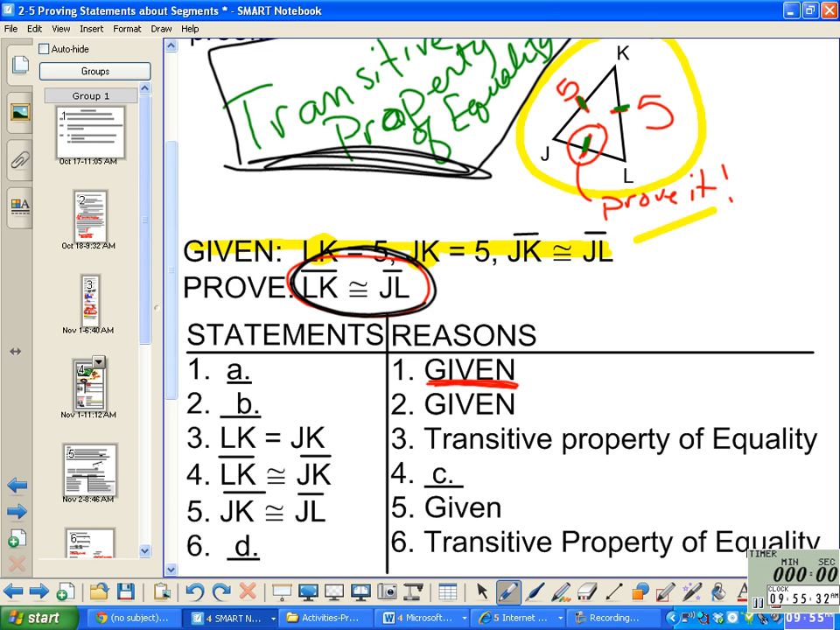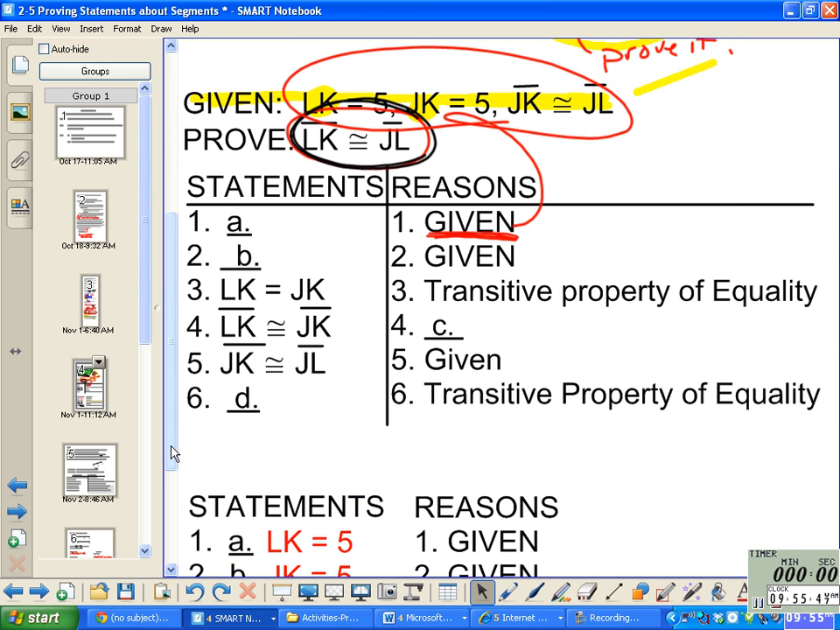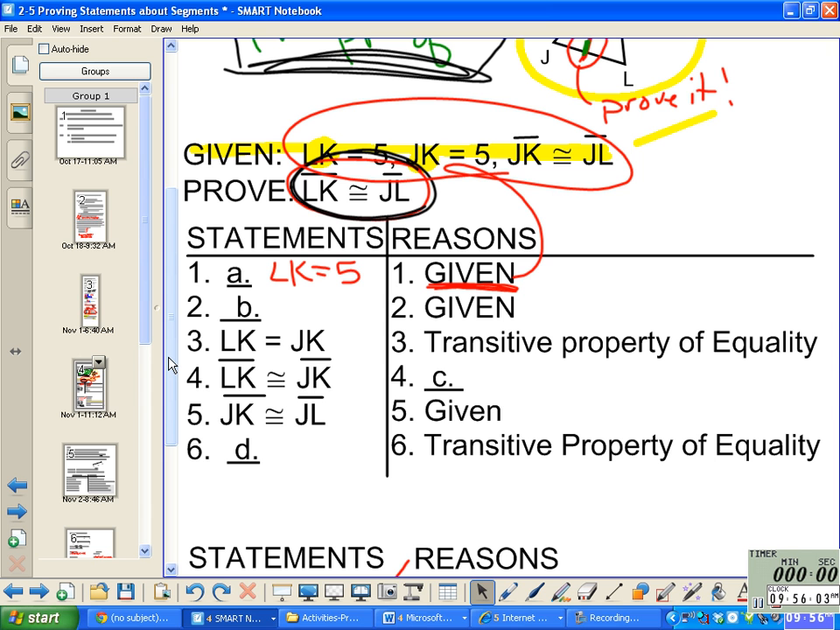So I go back to the given and I say, which portion of this given information is listed? Well, I like LK is equal to 5. So that's what I would write in here. LK is equal to 5. So here it is down here at the bottom. Statement and reason. 1A is LK equals 5. The reason is it's given. So LK equals 5.